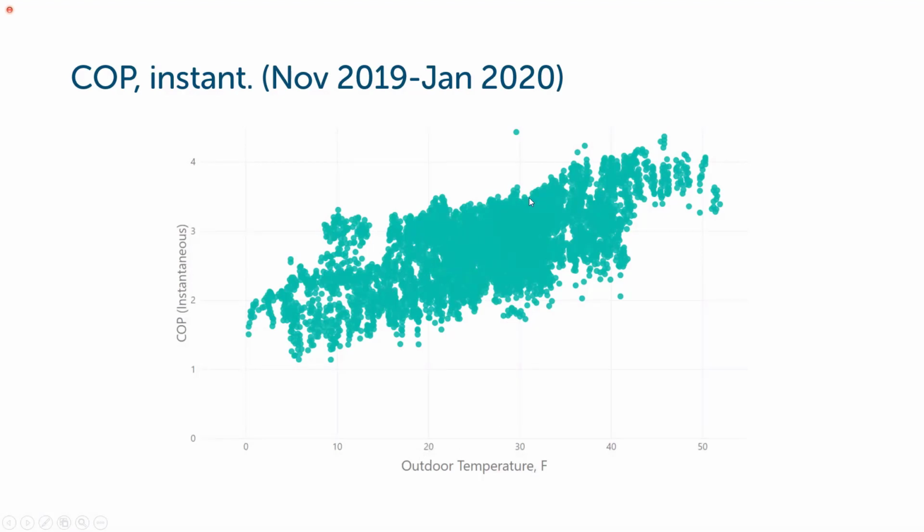That's where the bulk of the heating load for the season is, as I showed on the slide at the very beginning. And the COP in this range is between 2 and 3. So you're getting 200 to 300% efficiency out of the heating system for this house for the bulk of the heating season.